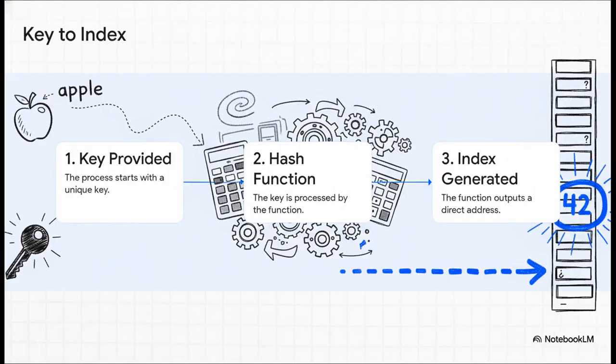So, the whole thing boils down to this simple three-step process. You give it a key, like the word apple, the hash function does its thing, runs its calculation on that word, and out comes an index, a number, like say 42. The computer then goes directly to slot number 42 to find the definition of apple. It's direct access. No searching needed.